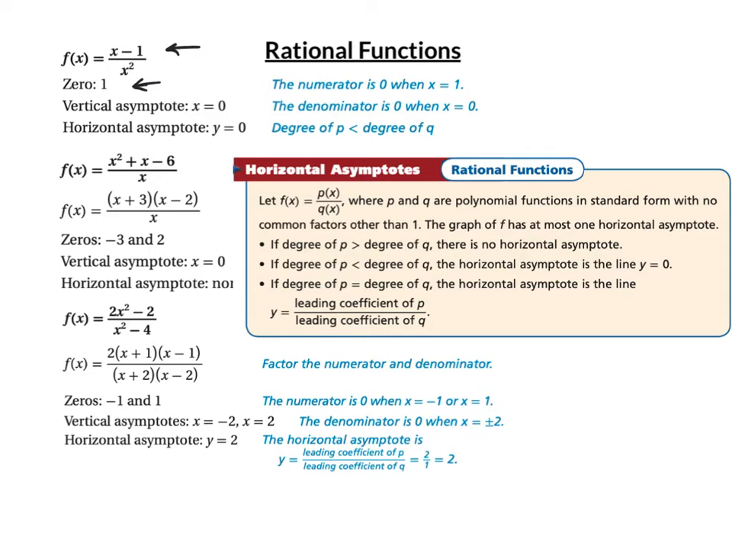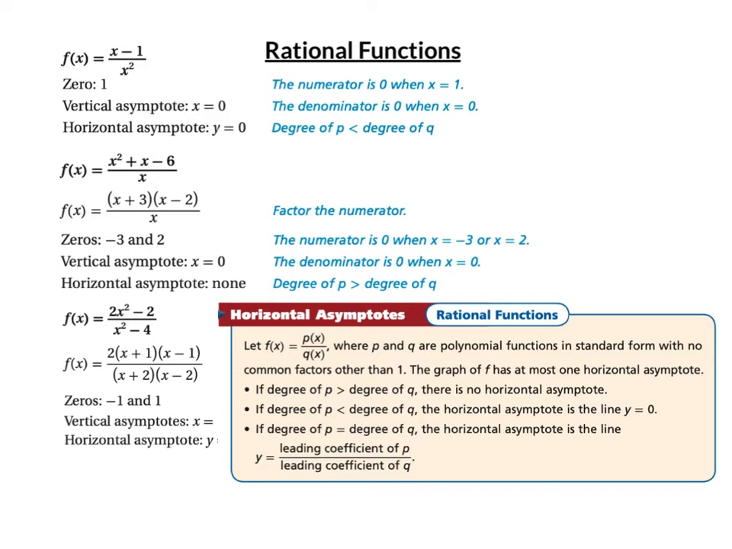The horizontal asymptote follows this. Since the degree of the top function, which is 1, it has a power of 1, and the degree of the bottom function is 2, the degree of the top function is less than the degree of the bottom function, which is what they're saying right here. That means we're at this one. The horizontal asymptote is the line y equals 0.